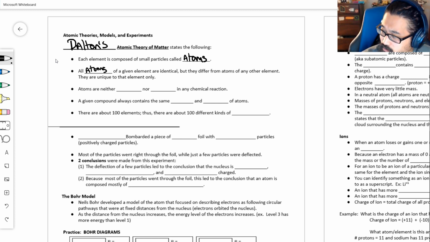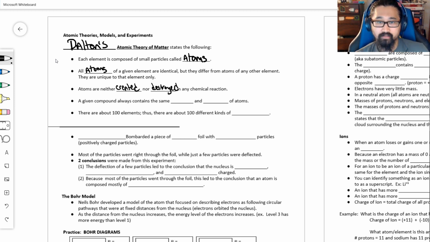He bought into conservation of matter, so atoms are neither created nor destroyed in any chemical reactions. We're not making stuff, we're not getting rid of the stuff entirely, it's just shifting. And a given compound always contains the same type and number of atoms. So something like water is exactly H2O. It's 2 H's, 1 oxygen every time. Again, he's doing real well.